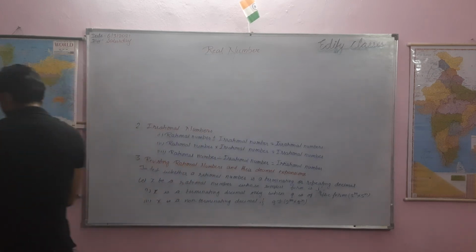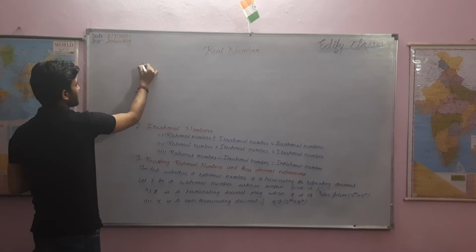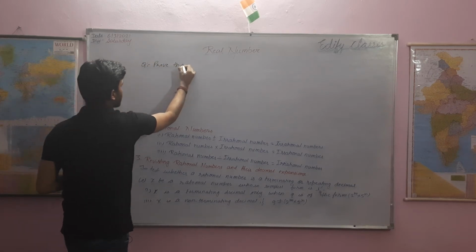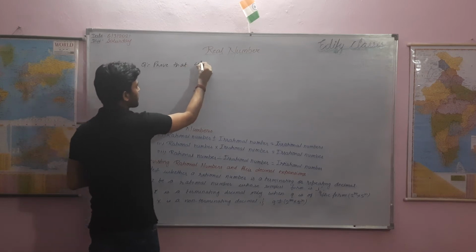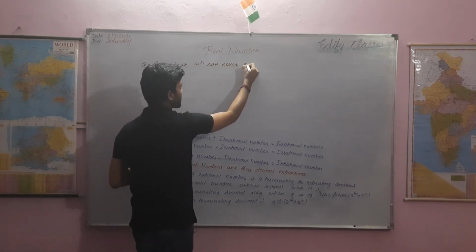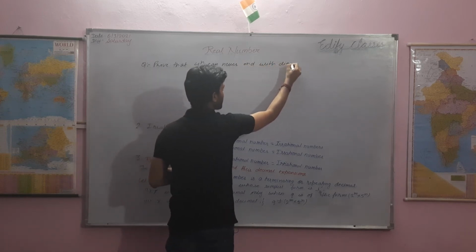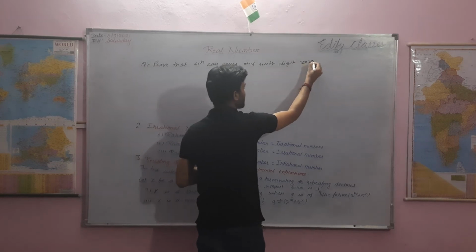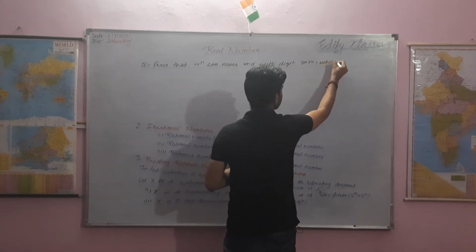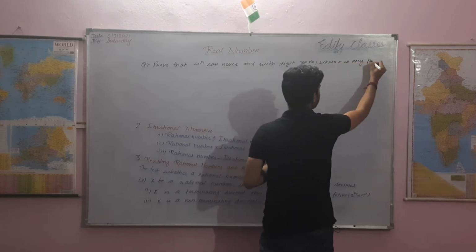Here, on the basis of the first concept, the question will be like this. Prove that 4 to the power n can never end with digit 0, where n is any positive integer.